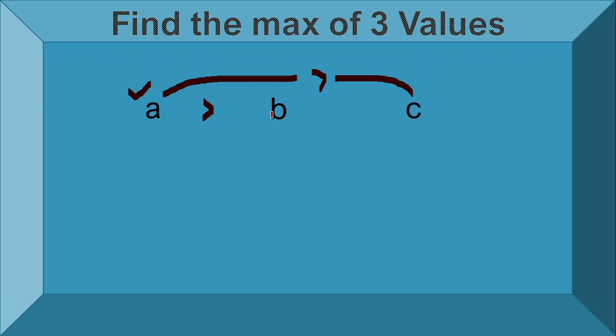If A is greater than B and A is greater than C, then A is max. If A is not greater than B, then I have to compare these two. If B is greater than C, then B is max.